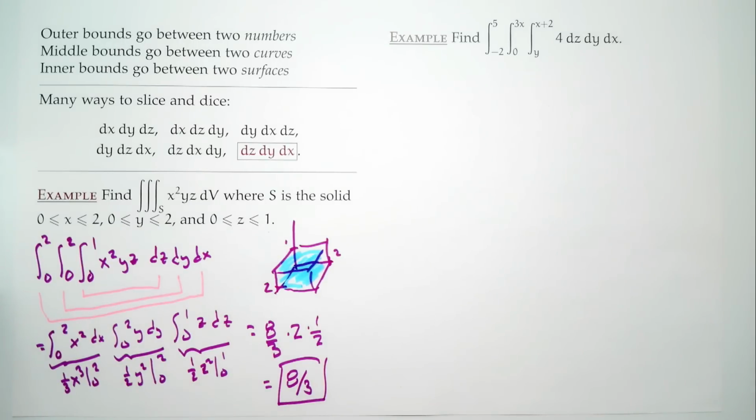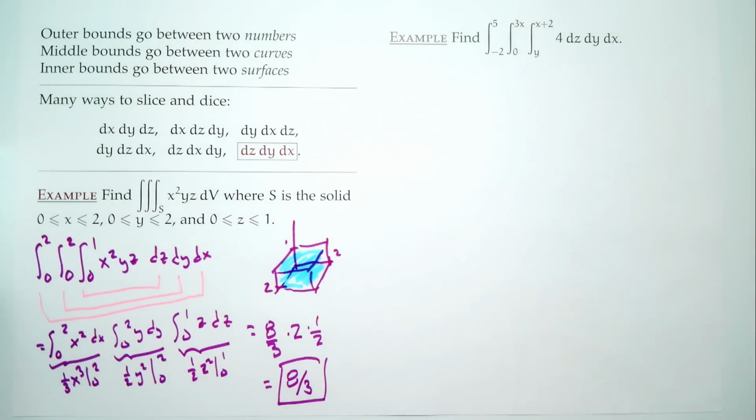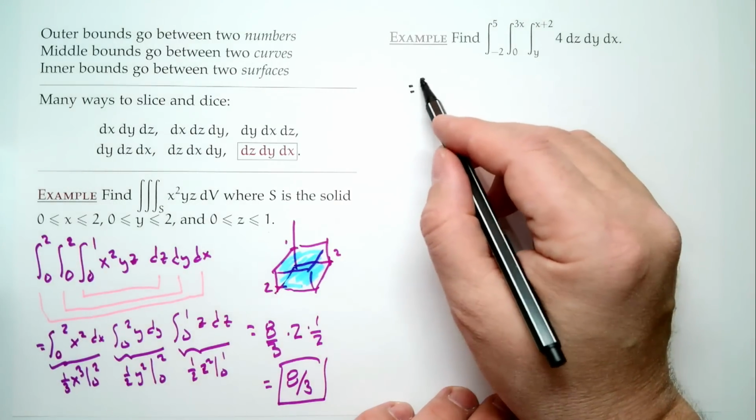We can, of course, have more interesting bounds. Like I said, we go between numbers on the outermost integral. We go between functions, which are curves, on the middle layer, and we go between surfaces on the last one. So we can have more interesting things. So this one, well, we can't pull it apart. So you got to work it through one layer at a time. So we work it through.